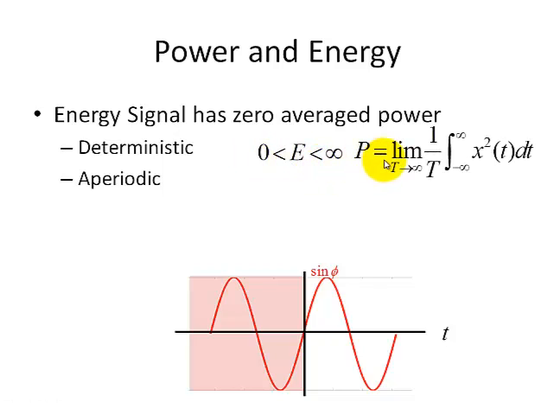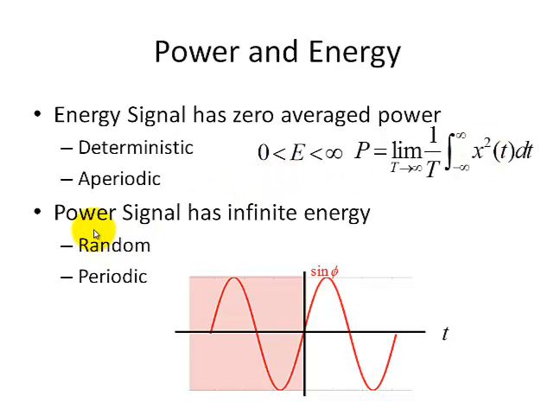Now, the definition of power is that the limit as t approaches infinity, where we divide by 1 over t, and we integrate from minus infinity to infinity, and then square this sine function. This sine function is finite, only defined from this interval to this interval. So the area for this function is finite, but when we divide it by t, which approaches infinity, then the average power for this sine function is 0.